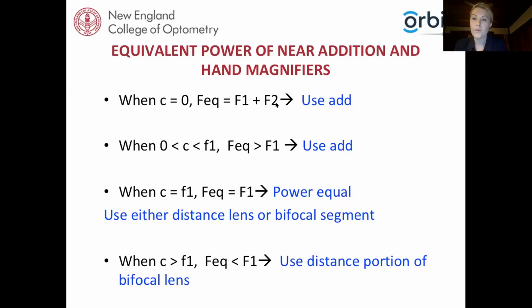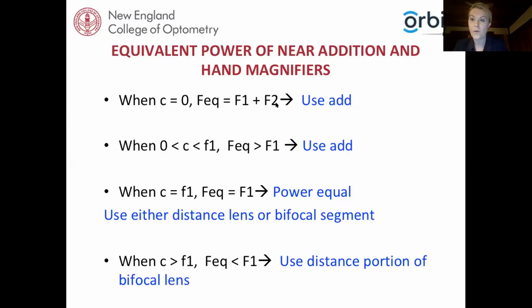Now, if we bring that magnifier at a much further distance away from the spectacle plane, much further than 10 centimeters, then it starts working out that the equivalent power that we get out of the system when we're using our bifocal is actually less than the equivalent power of the system if the patient was just using their distance correction and looking through the hand magnifier. So at further distances away from the spectacle plane, the patient is better off and will get more power out of the system by using the distance portion of their glasses.